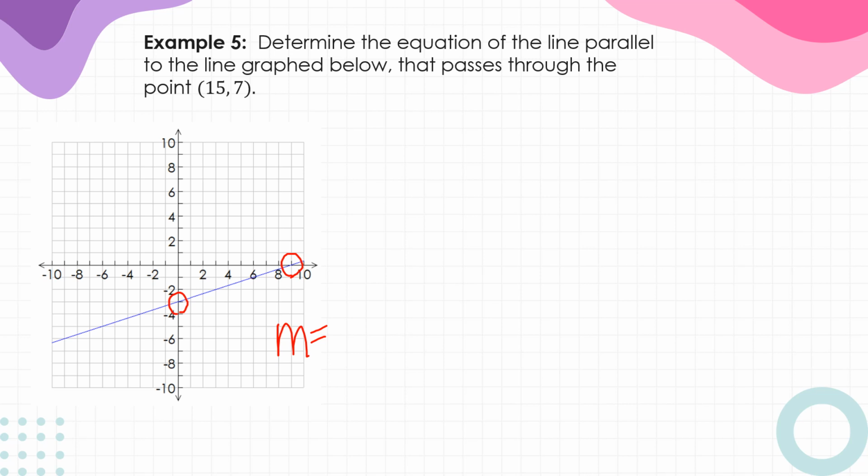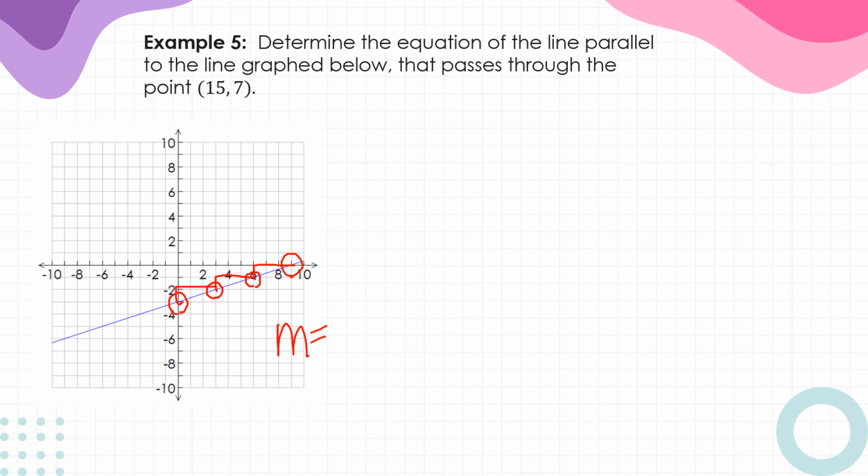So this would be up 3 and then over 9. If you keep looking for more points where it hits nicely, it hits at (3, -2), and it also hits here at (6, -1). So then we're counting up 1 over 3, up 1 over 3, up 1 over 3.